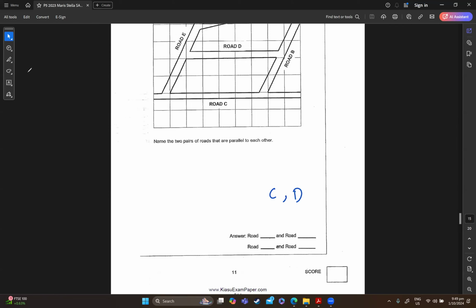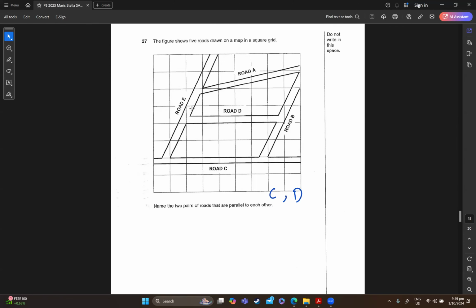Okay, the next one, if you observe this, is actually road E and road B. Why are they parallel? Because you see from this point here, you go 1 square, then you go 2 squares up. Similarly, here you go 1 square and then 2 squares up. So this line has to be parallel to this line. So the other pair is road B and road E. So these are the two pairs.